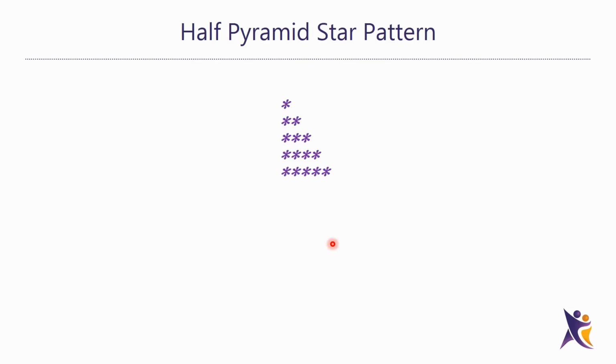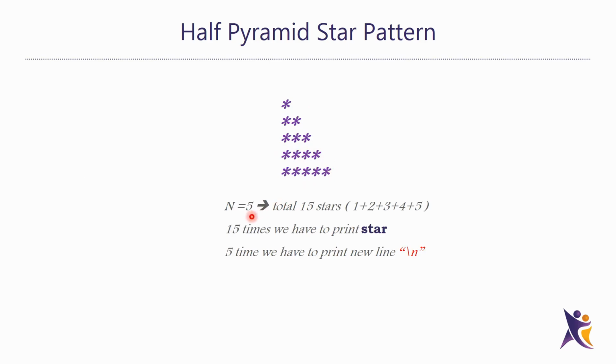So here is the half pyramid pattern. If you look at this, it has a size of n is equal to 5. For the first row, it has only 1. For the second row, 2 stars. For the third row, 3 stars. 4 stars. Finally, 5 stars. So it means that for n equal to 5, we have to print a total of 15 stars and then a new line at the end of each row. So total 20 printers that we have to use.